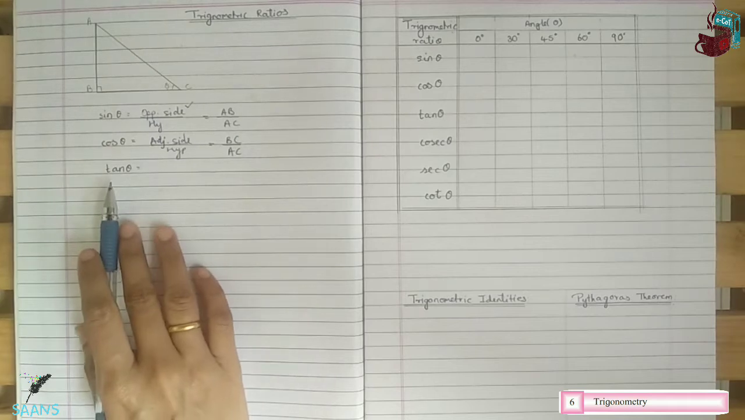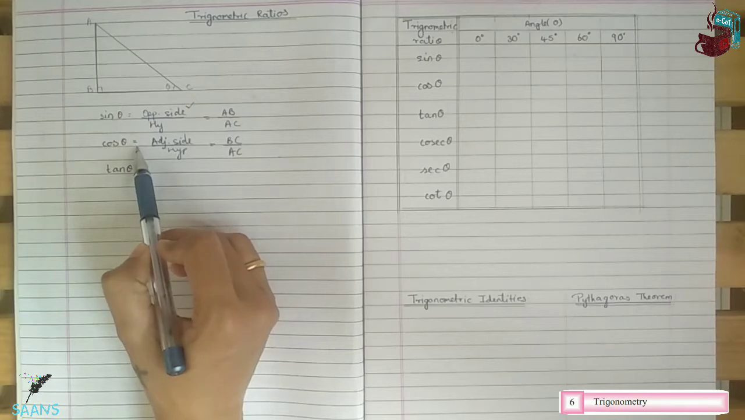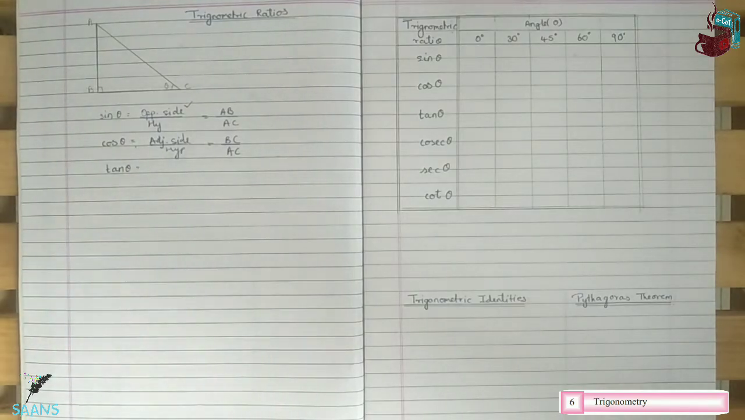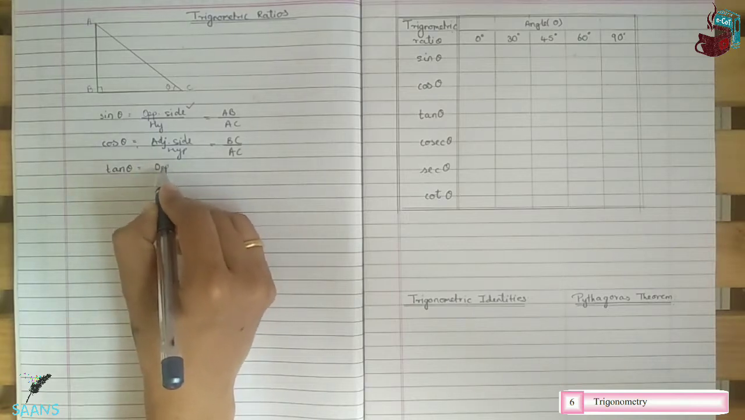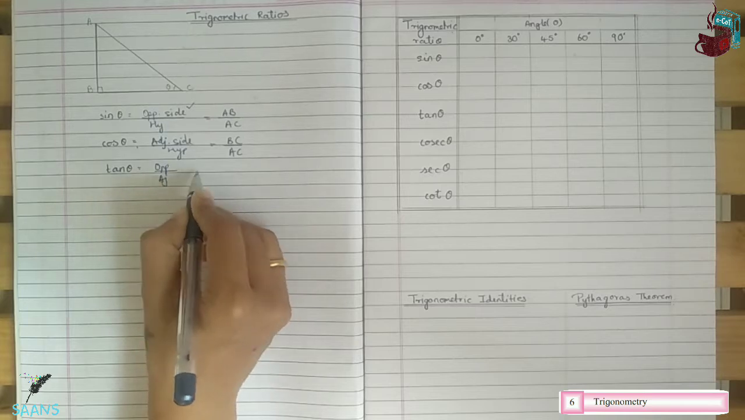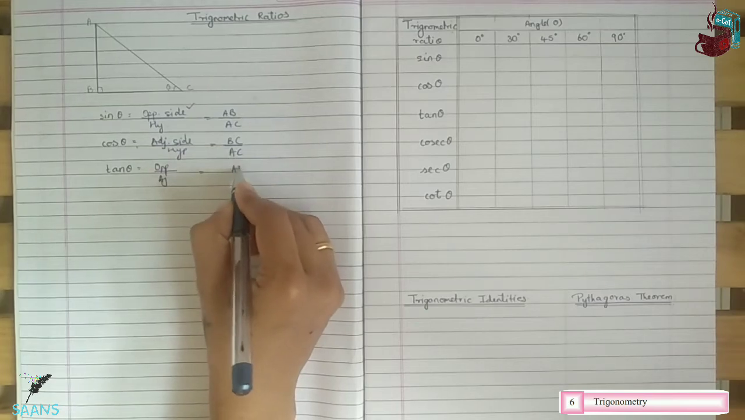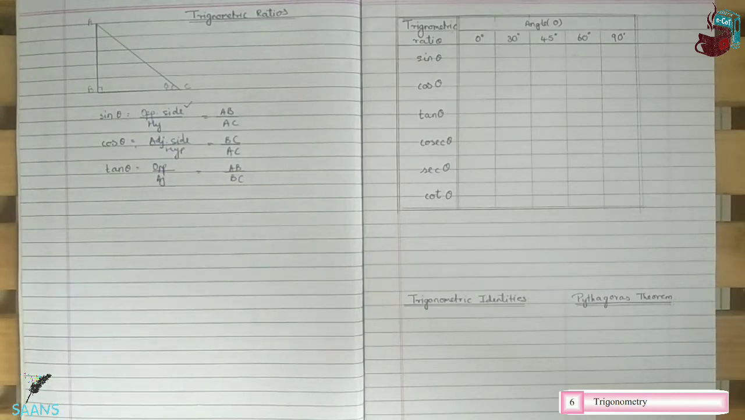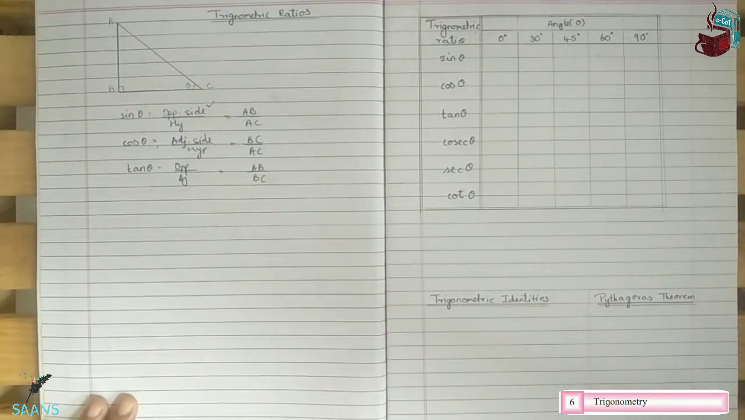Now tan can be done in two ways. One is sine theta upon cos theta, that's the formula that you will see further. But here it becomes opposite side upon adjacent side. So for theta, opposite upon adjacent, that is AB upon BC. This is one of the formulas. This is very important, we'll be using it in the further sums. There are very few types of sums in this, but formulas become very, very important.